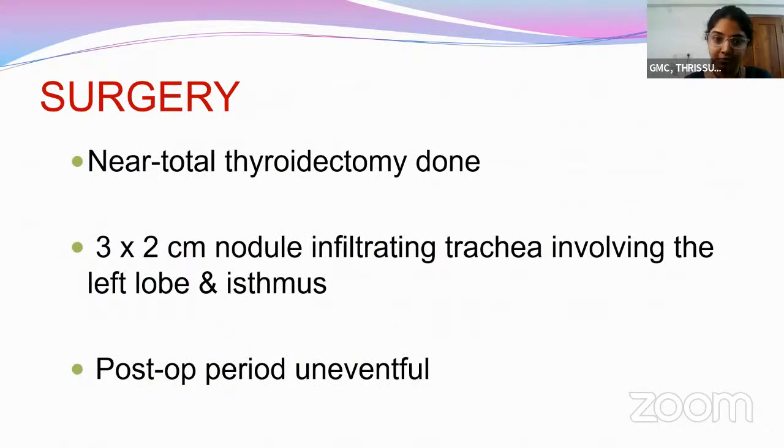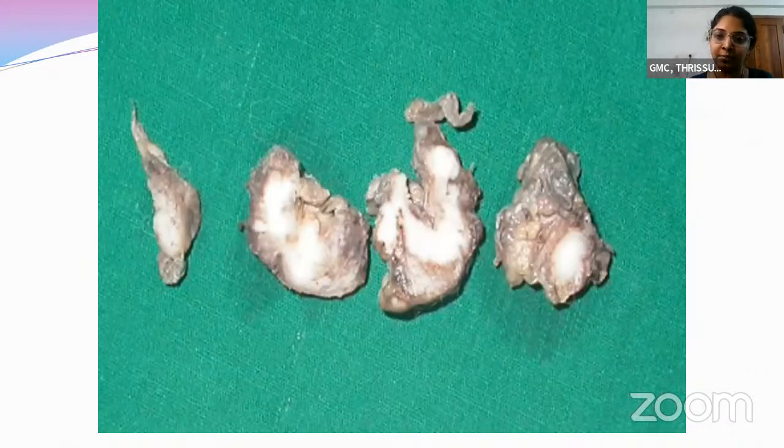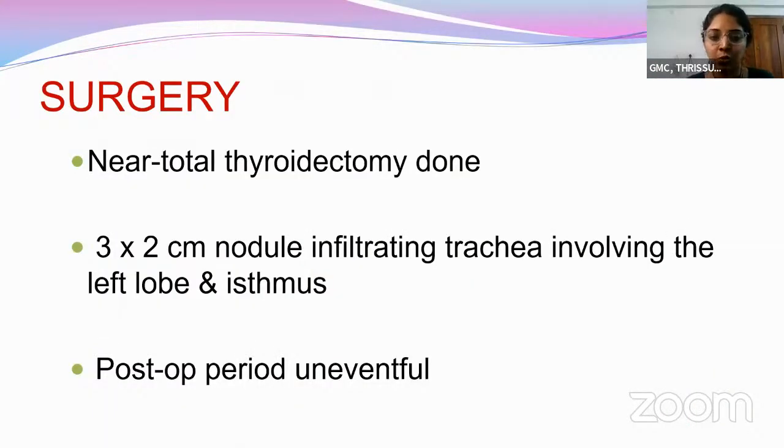Then FNAC was done, which showed follicular cells arranged in a papillary pattern, suggestive of papillary carcinoma of thyroid, and following that total thyroidectomy was done for the child. This was a specimen of post-thyroidectomy. Near total thyroidectomy was done, with a 3 into 2 centimeter nodule infiltrating the trachea, and the left lobe and isthmus were removed. Post-operative period was uneventful. That was the first case.